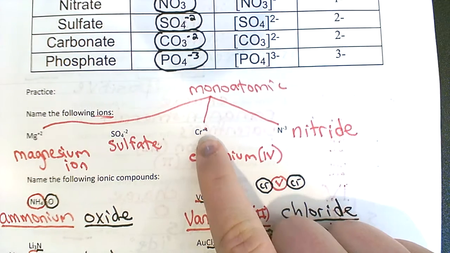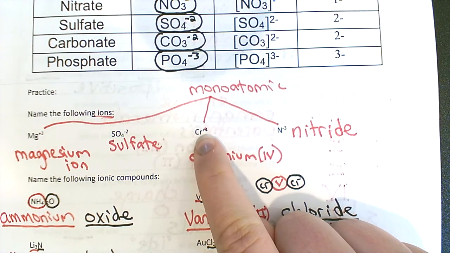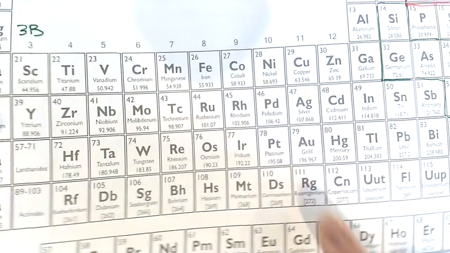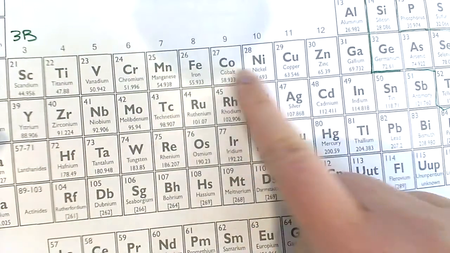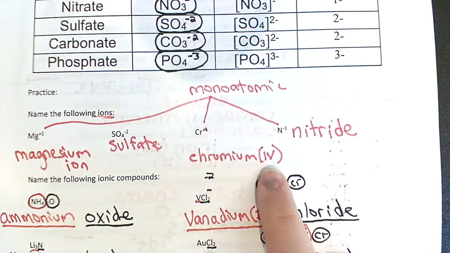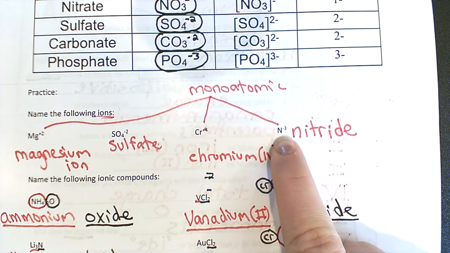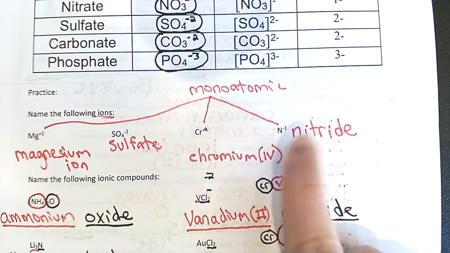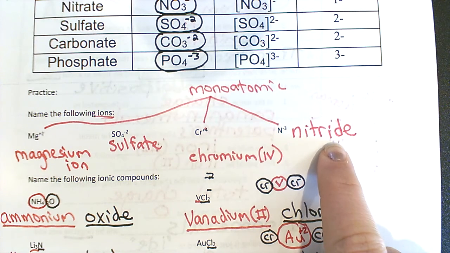If it's a metal, but it is a transition metal, remember, transition metals are those ones down here in this kind of low weird section of the periodic table. Then we have to put their charge in Roman numerals after their name. And if it's a negative ion with just one element, we change the ending to "ide."